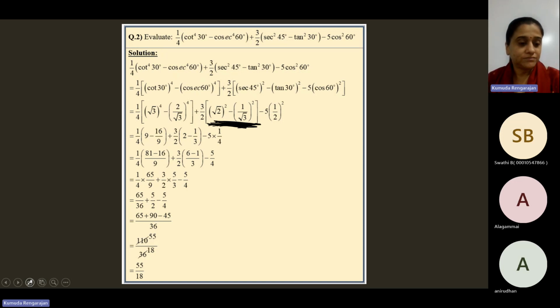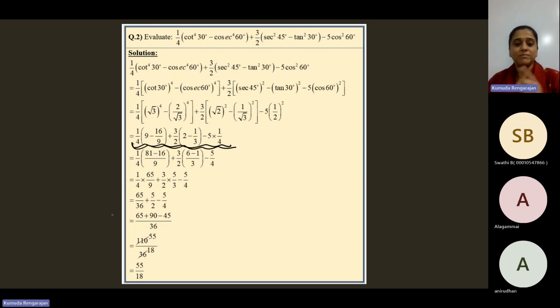Okay, this step, how many of you have it right? Fully correct, all of you. 1/4 into 9 minus 16 by 9 plus 3/2 into 2 minus 1/3 minus 5 into 1/4. 5/4, okay. But I did that step. I have added one extra step, ma'am, before that.